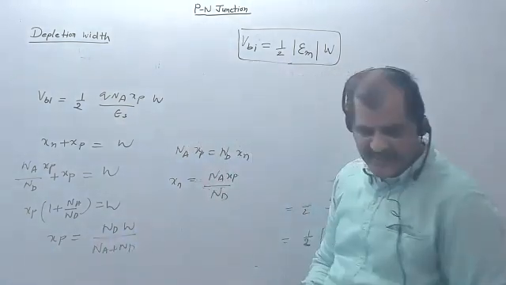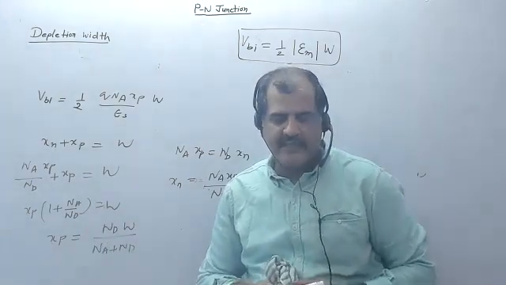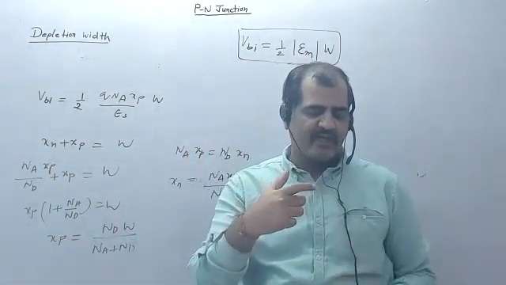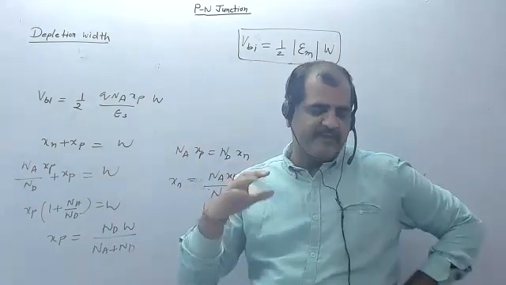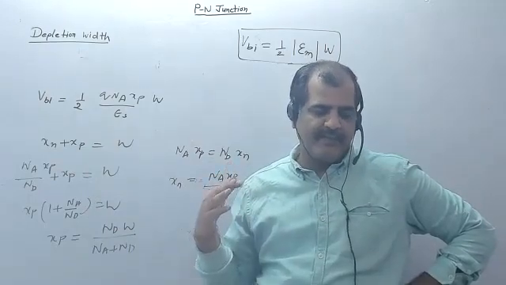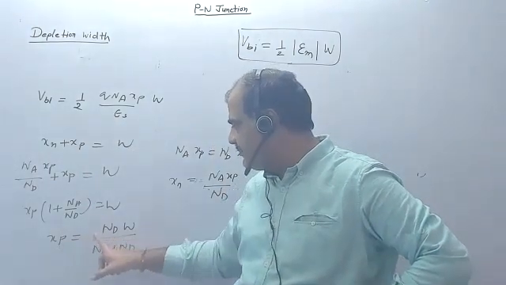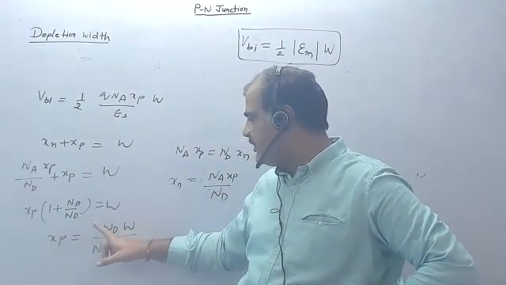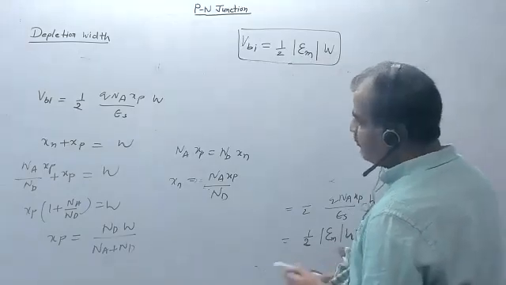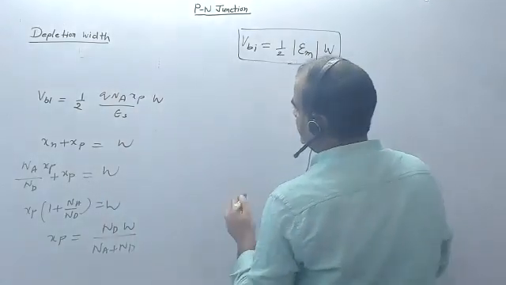Okay, so we know that xp is proportional to nd. That means the width in the P side increases when we increase the doping of the other side. If you increase doping in N, the xp on the P side will increase. And if you increase doping on the P side, xn will increase. So this is reverse: you increase nd, the dopant in the N region, you increase xp. This relation is correct. Now you can put this xp value here.